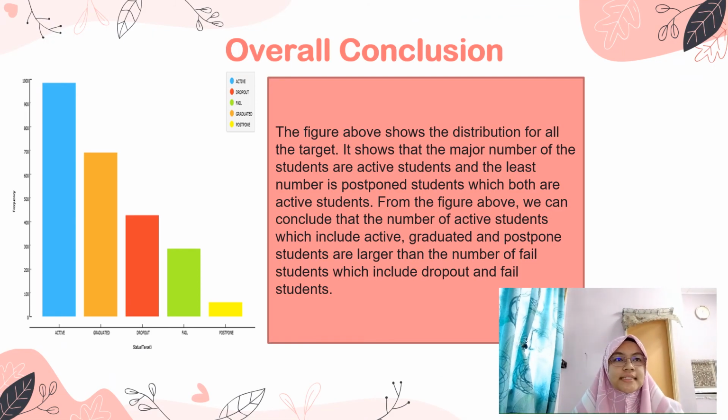The figure shows the distribution for all the targets. It shows that the majority of the students are active students and the least number of students is postponed students, which are both classified as active students. From the figure, we can conclude that the number of active students, which include active, graduated, and postponed students, is larger than the number of failed students, which include dropout and failed students.